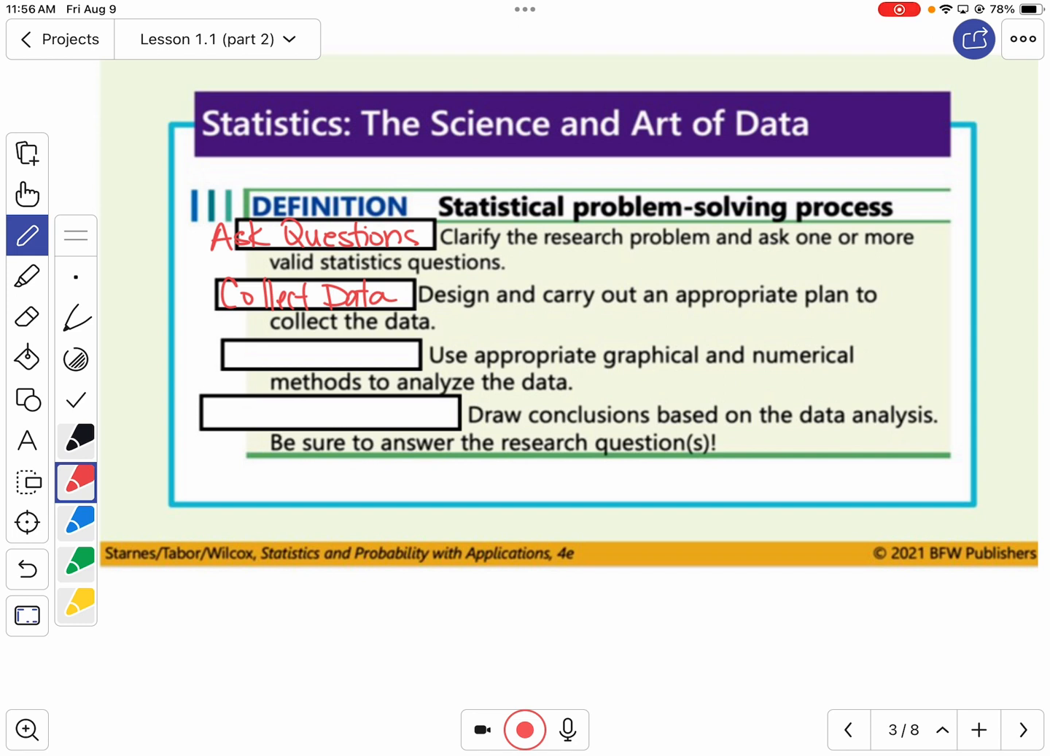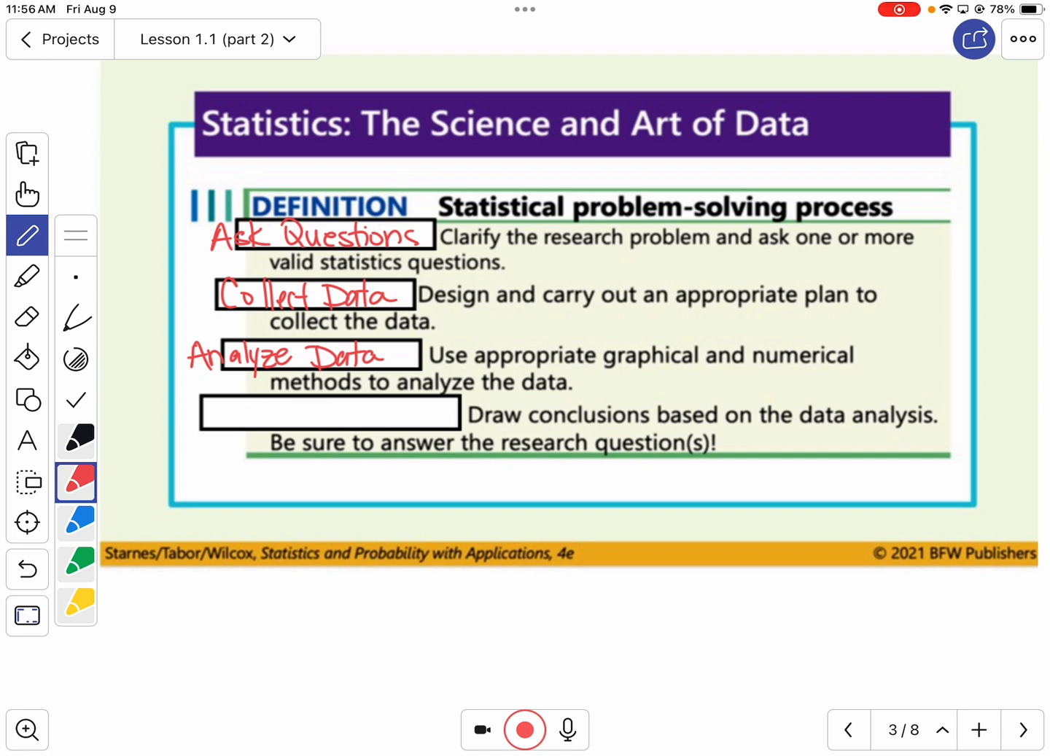You'll be asked about these four steps on your first quiz next week. If you've got them in your notes, you can go back and pull them out. So we want to ask questions, we want to collect data, and then we want to analyze the data. We'll use appropriate graphical and numerical methods to analyze the data.